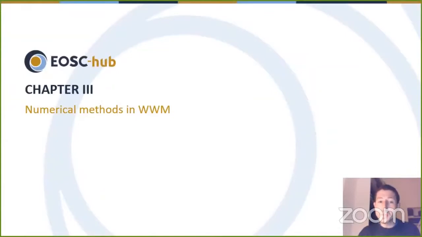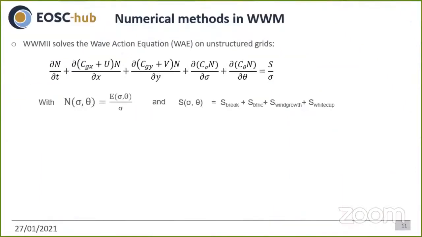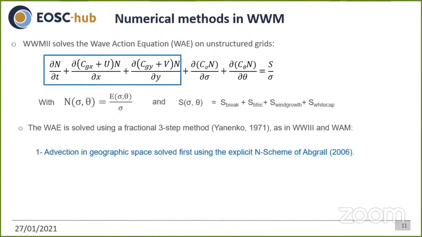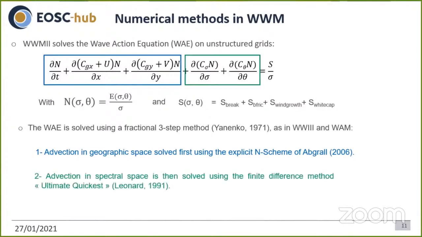Chapter 3, numerical methods used in the wind wave model. As we have seen before, spectral wave models solve the wave action equation. The wind wave model solves this equation on unstructured grids. The wave action equation is solved using a fractional three-step method, as in WaveWatch 3. First, the advection in geographic space is solved using the explicit N scheme introduced by Abgrall. Second, advection in spectral space is solved using the finite difference method ULTIMATE QUICKEST proposed by Leonard. Finally, the source terms are integrated using a Runge-Kutta TVD approach.